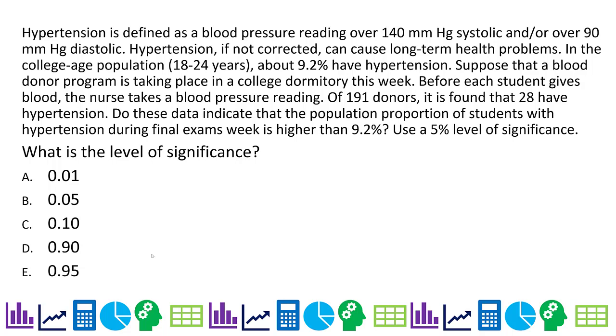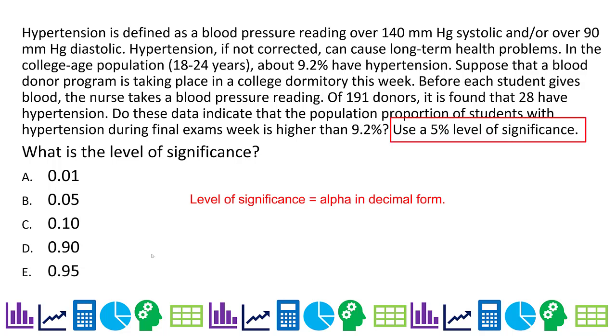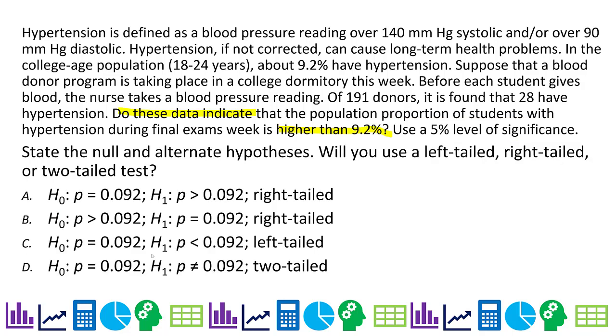And the easiest question on the quiz, what is the level of significance? Well, it's the alpha in decimal form. And here they gave it to us in percent, so change it to 0.05.